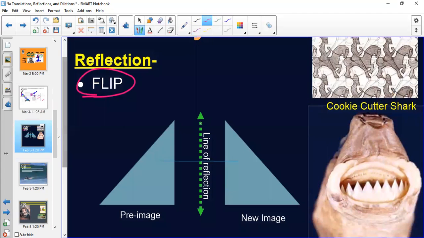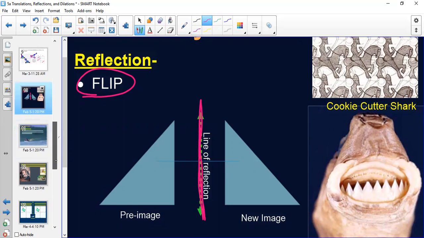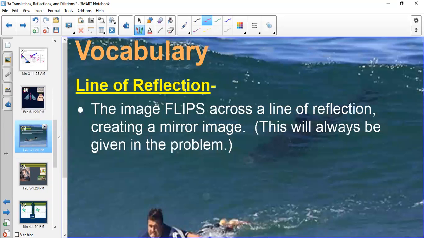And we need something that we have to flip across. We will always have some kind of line that we're going to flip, or some kind of mirror, where one should be on one side of the line and one should be on the other side of the line. And we call that line the line of reflection. And this will always be given in the problem. You won't have to worry about figuring that out. It will tell you.